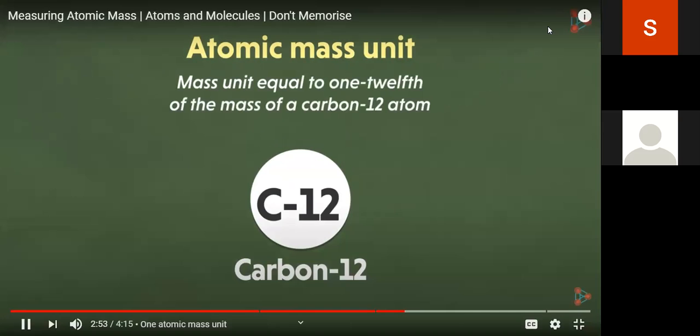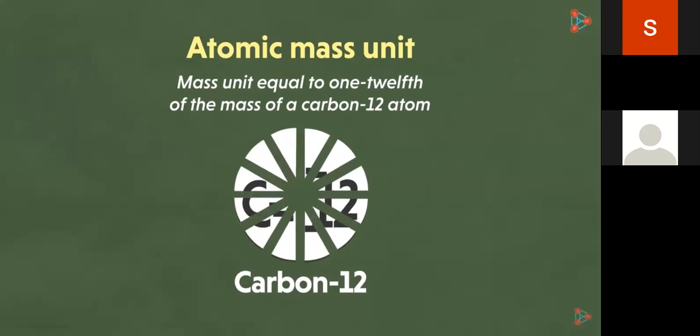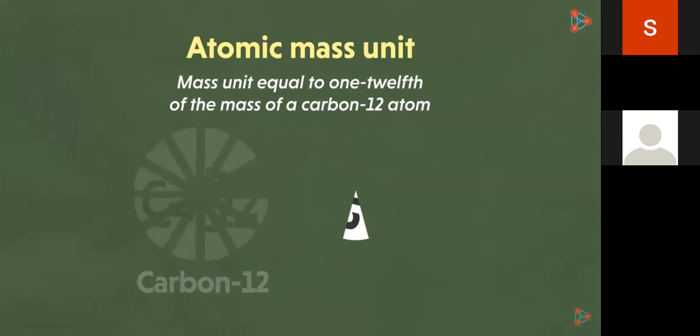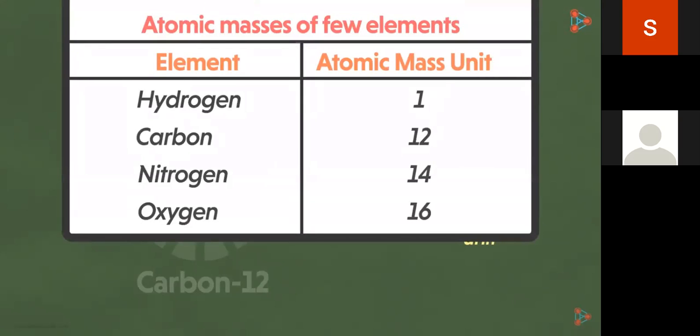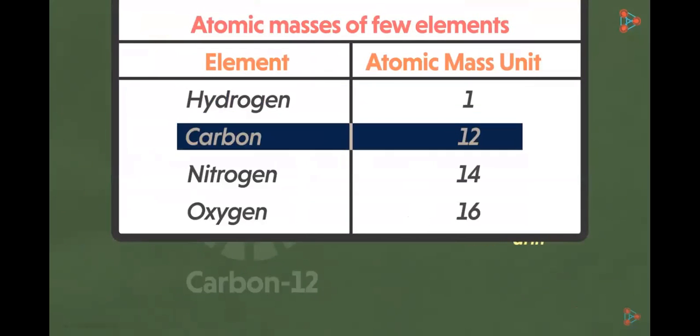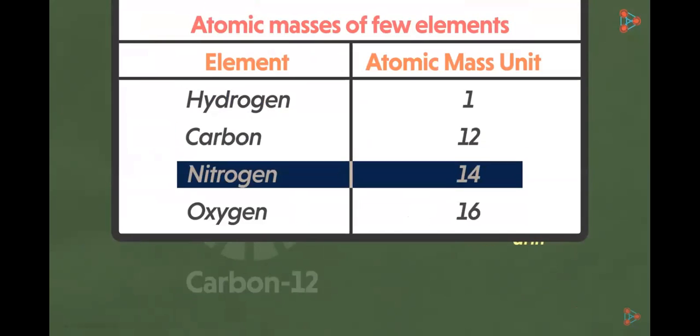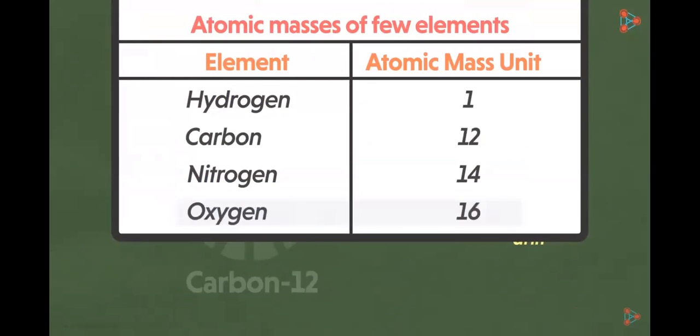atom. So let us assume this is one atom of carbon-12. We divide this into 12 exactly equal pieces. We take one piece out of the complete unit. Can we say the mass of this single piece is one atomic mass unit? Absolutely. And this is used as a standard to calculate the atomic mass of any other atom. Some examples would include the atomic mass of hydrogen being 1, carbon being 12, nitrogen being 14, oxygen being 16, and so on.